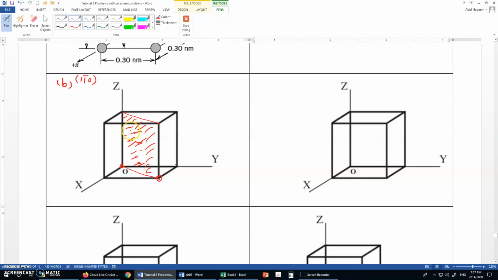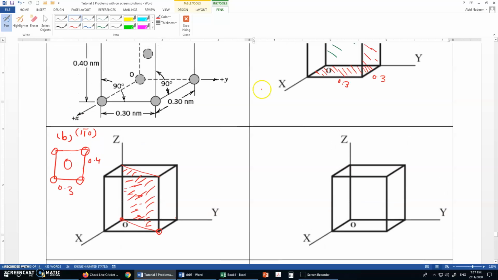So this plane has these dimensions. This dimension is 0.3 and this dimension is 0.4, and there is an atom here, an atom here, an atom here, and there is a central atom here as well. Okay, so how about the second plane?